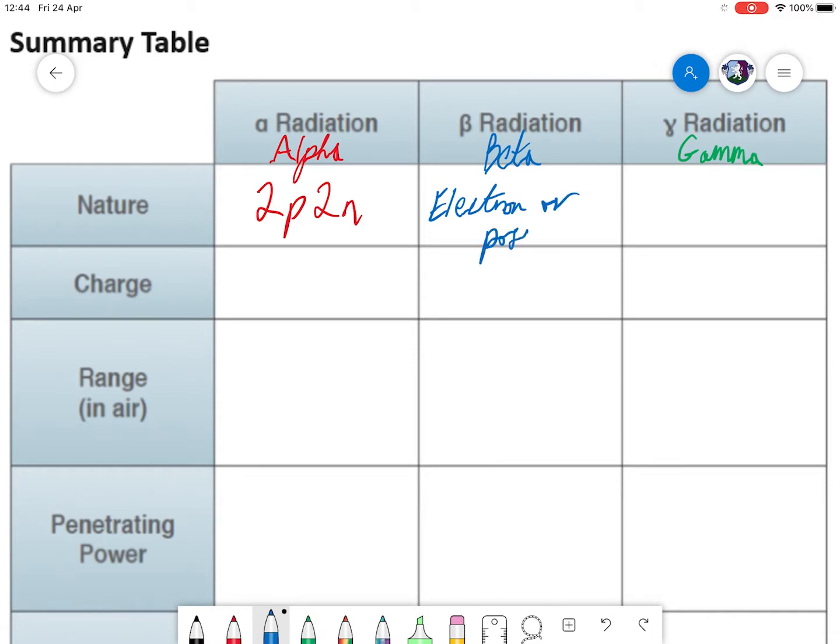A beta particle is either an electron or its antiparticle, the positron. It depends on if it's beta minus or beta plus decay, which we'll see more about shortly. Now, gamma, fairly straightforward, part of the electromagnetic spectrum. So it is just considered to be an electromagnetic wave. Now that does make it stand out compared to the other two, and in essence makes it easier to work with.